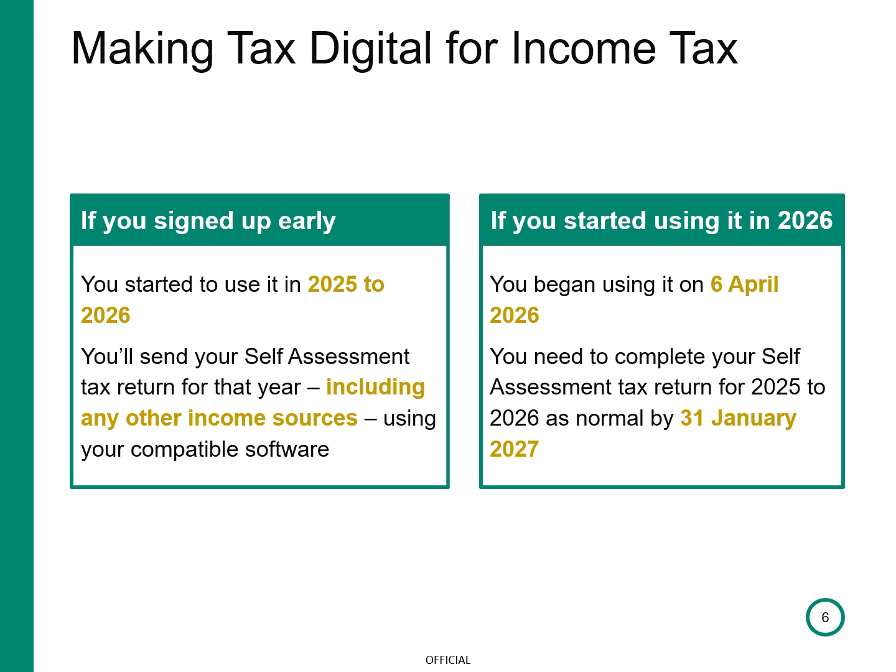If you signed up to use MTD for income tax early and started to use it in 2025 to 2026, you'll send your self-assessment tax return for that year, including any other income sources, using your compatible software. If you're starting to use MTD for income tax from 6th of April 2026, you need to complete your self-assessment tax return for 2025 to 2026 as normal by 31st of January 2027.